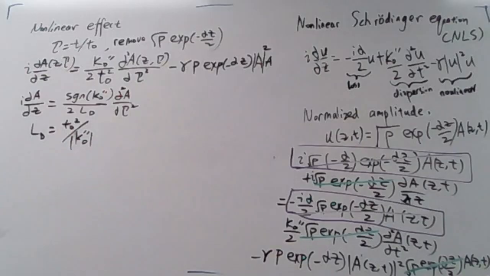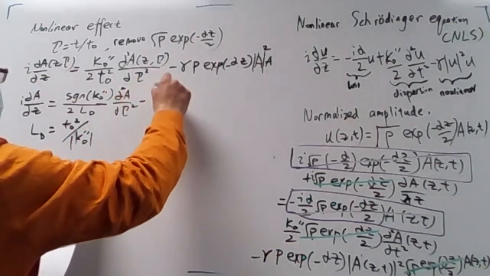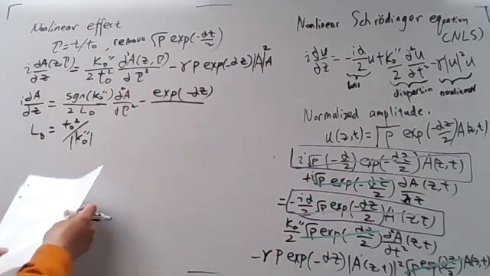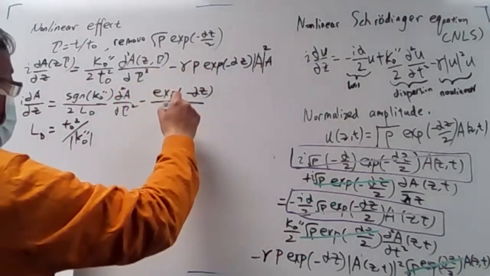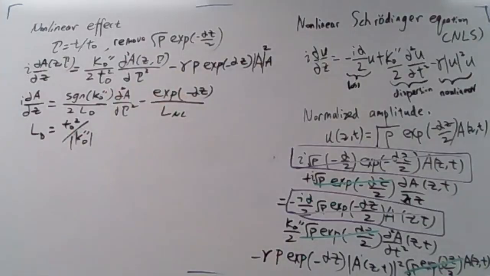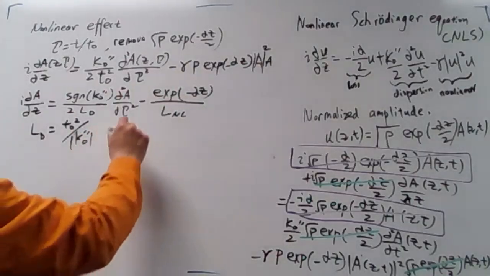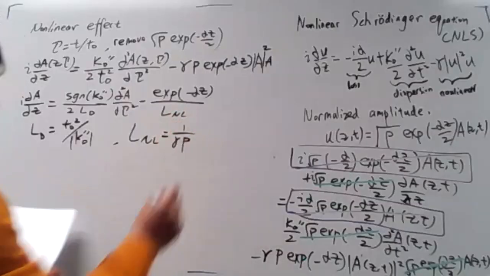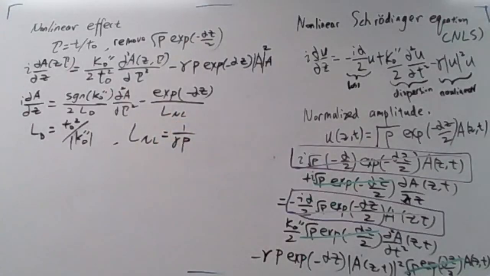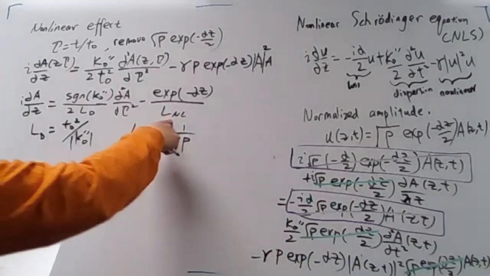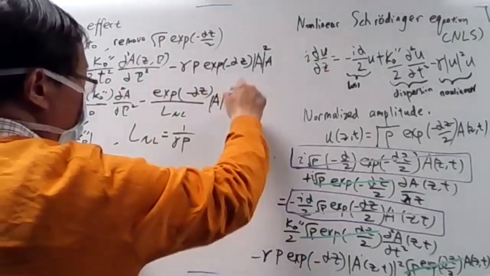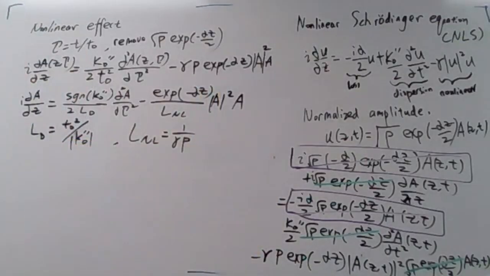Second derivative, and minus exponential negative alpha z divided by, now let's introduce a new term called LNL. This is 1 over gamma p. So this is the nonlinear length. This is the nonlinear length. So A absolute value squared times A.